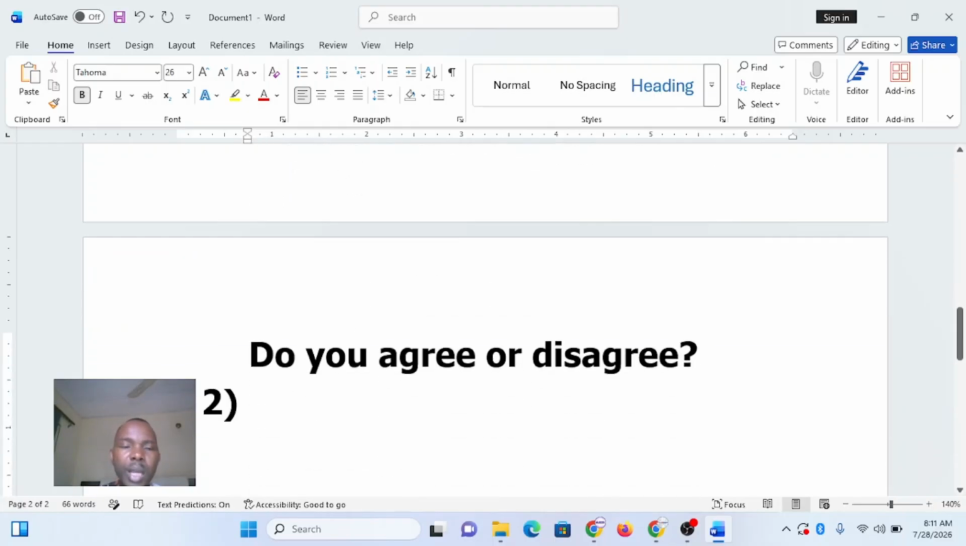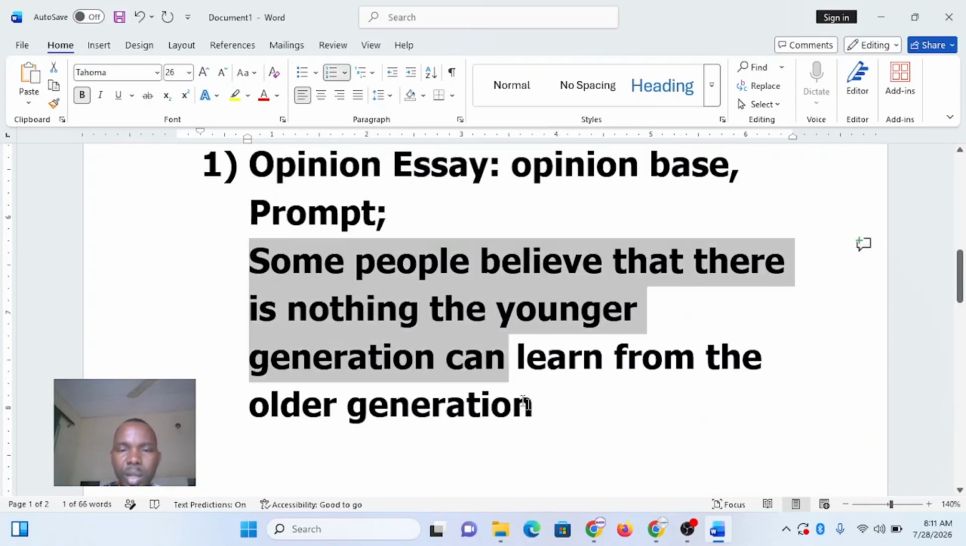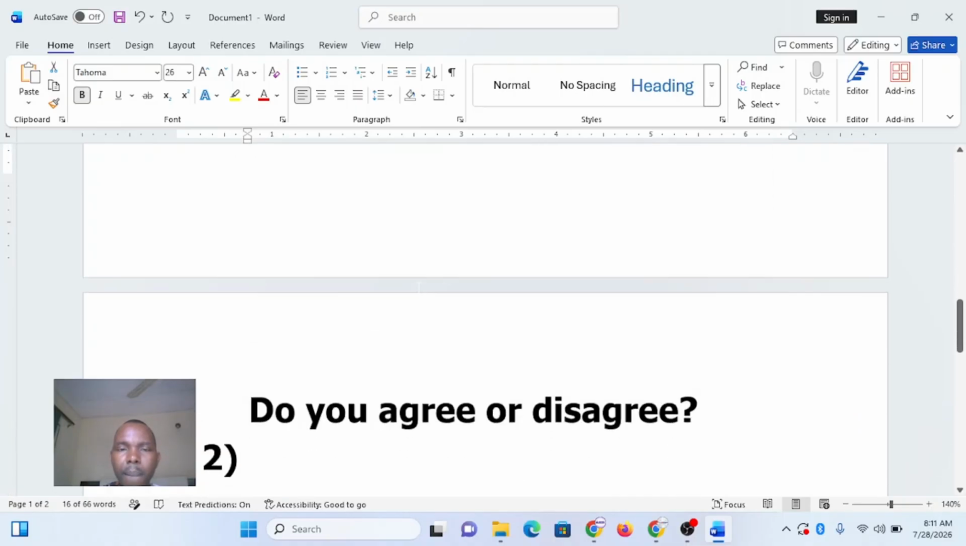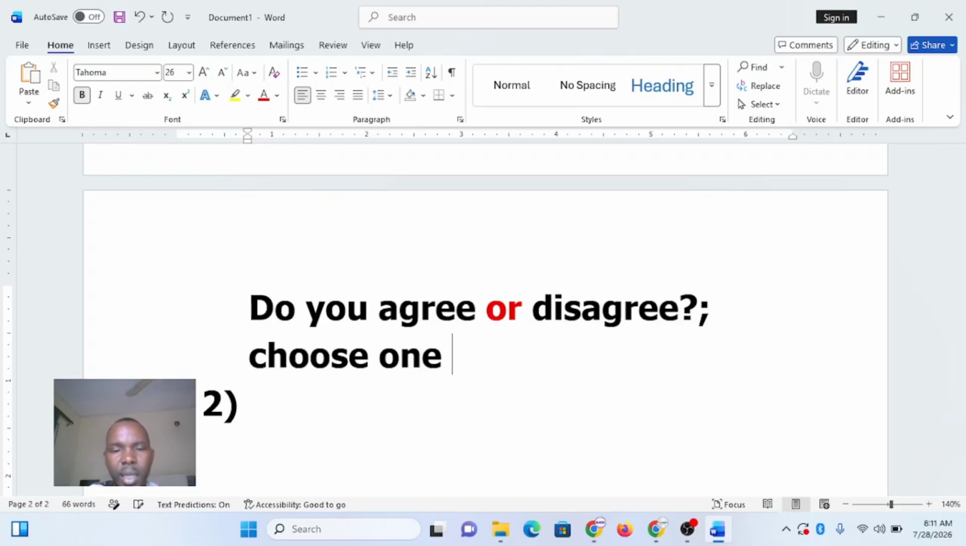Now, once you see a prompt like this, it means that that question is an opinion question. That means it's an opinion essay. So now what does this mean? Do you agree or disagree? This means you are to choose one side. Here, choose one side. That is, either you agree or you disagree.